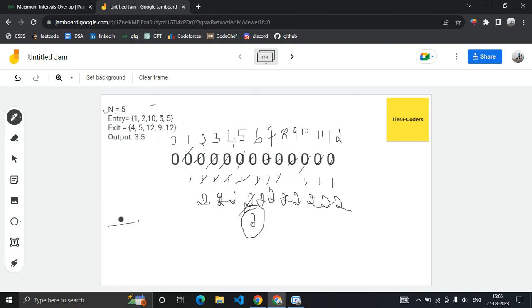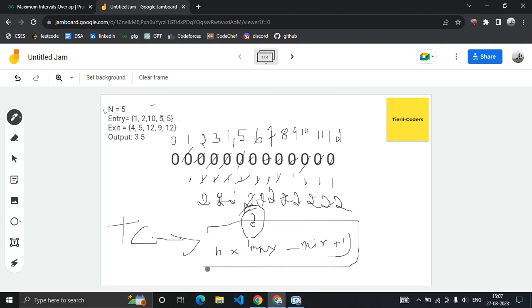Coming on to the time complexity of this approach, n is the number of units, right? That is n equal to 5, and this is the limit which we have to traverse. So for n units we have to traverse max minus min plus 1. So the time complexity would be n into max minus min plus 1. In the worst case it would lead to n square.